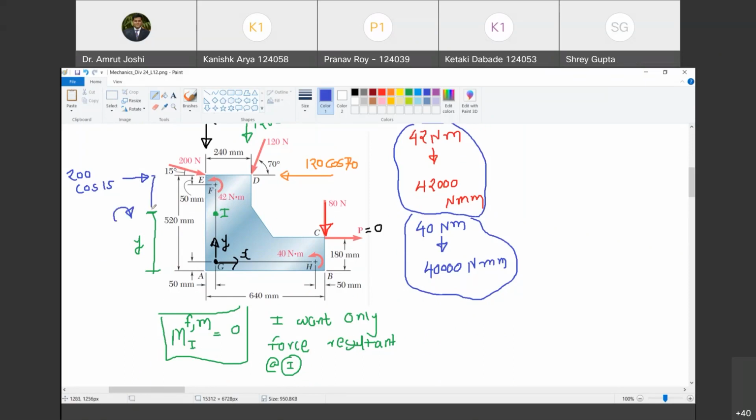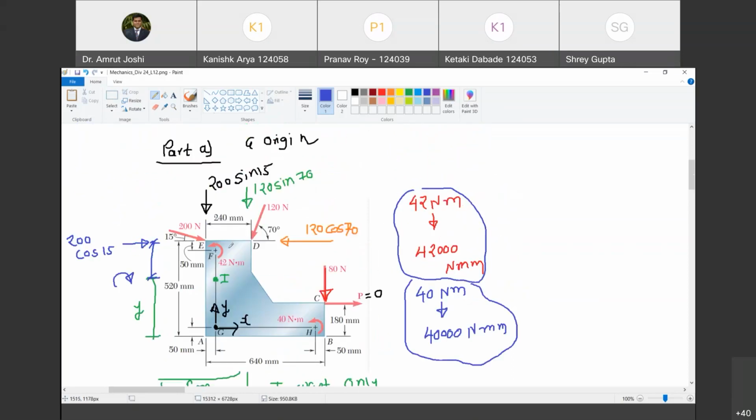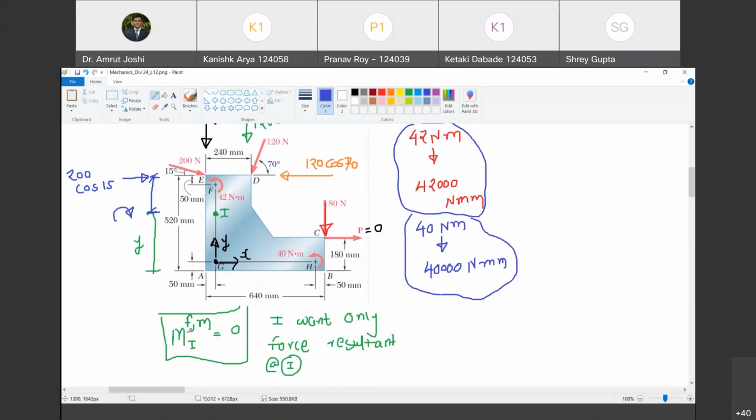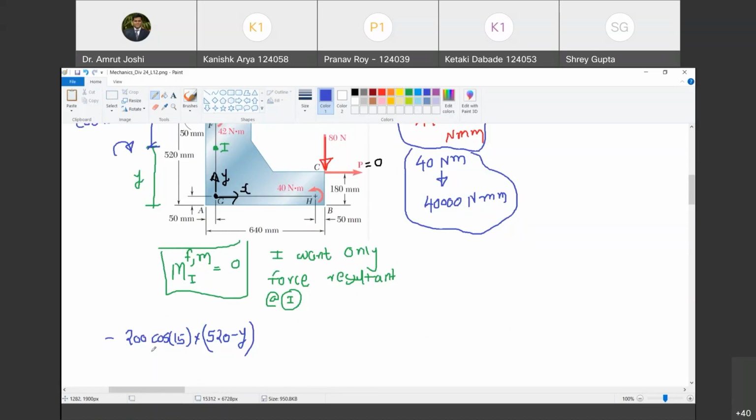Do you agree? This distance. Are you with me? Yes, sir. So it is going to be 520 minus Y. So let me write down that 200 cos 15 multiplied by 520 minus Y. Happy? And as it is clockwise, I am assigning negative sign. Mind you, the sign is not of the component. It is the sign of nature of the moment that is produced at I due to the component. Are you with me? Yes, sir.